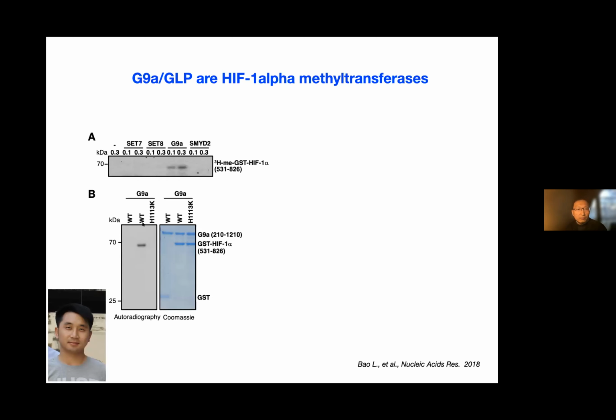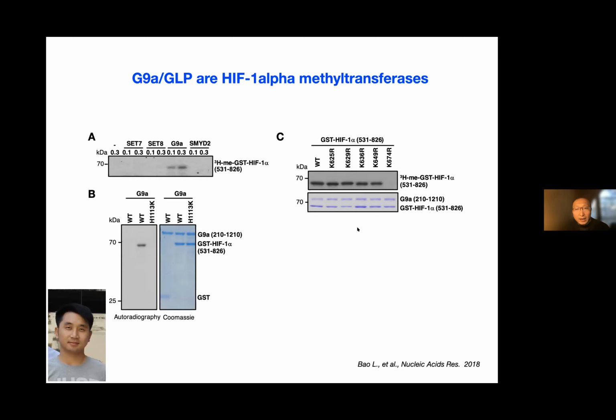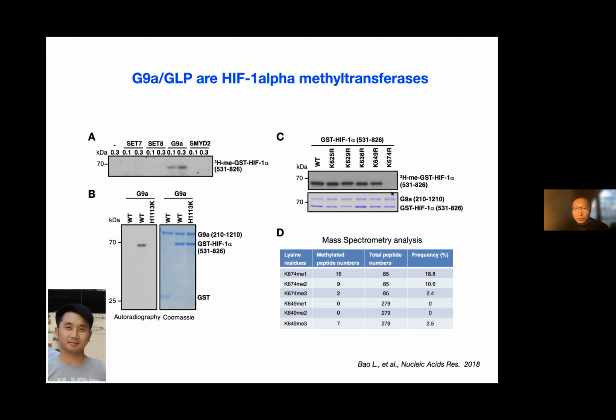So this methylation requires Rna methyltransferase activity. When he mutated this histidine to block the methyltransferase activity, he no longer saw the HIF-1 alpha lysine methylation. He further identified lysine 674 as the target of the Rna. By mass spec, he found monomethylation and dimethylation on this residue, but no trimethylation.